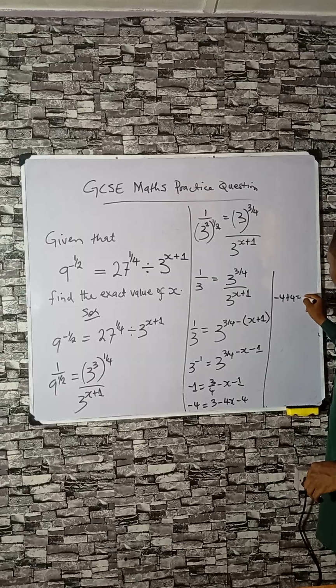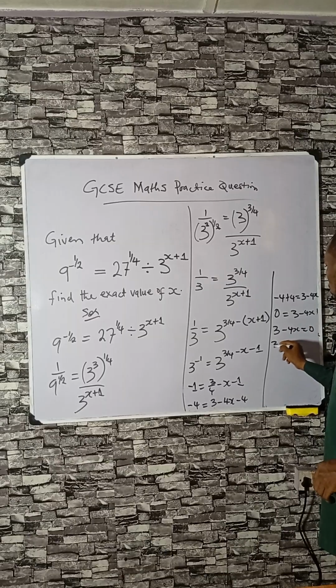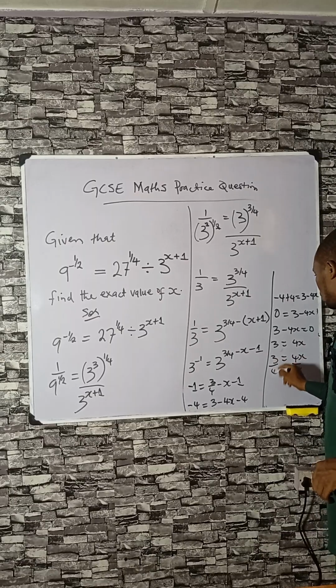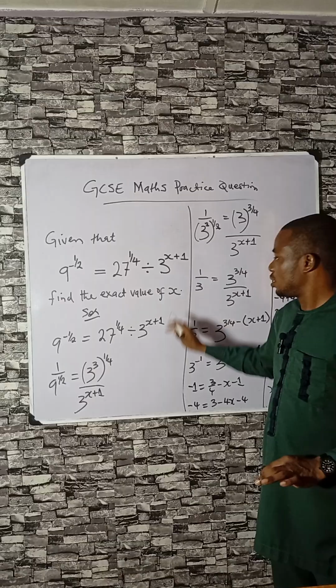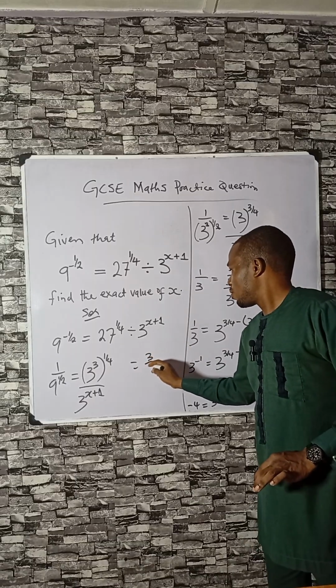Now we have minus 4 plus 4 equals 3 minus 4x. Minus 4 plus 4 is 0. Then we have 3 minus 4x. That means 3 minus 4x equals 0, so 3 equals 4x. And then if you divide through by 4 to make x stand alone, we have x equals 3 divided by 4. So the exact value of x here as needed is just 3 divided by 4.